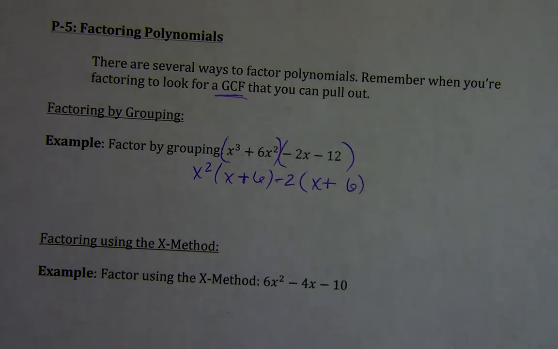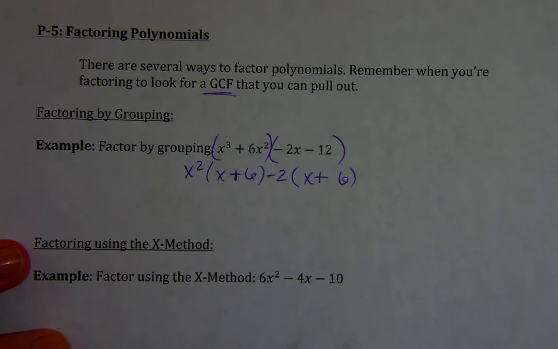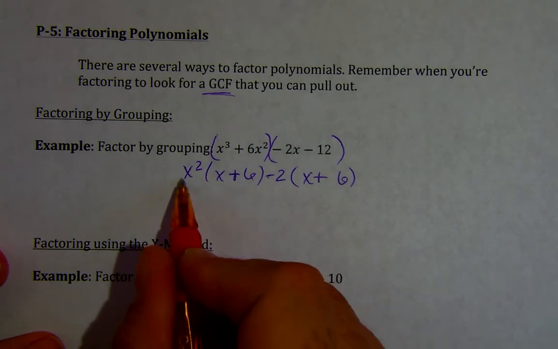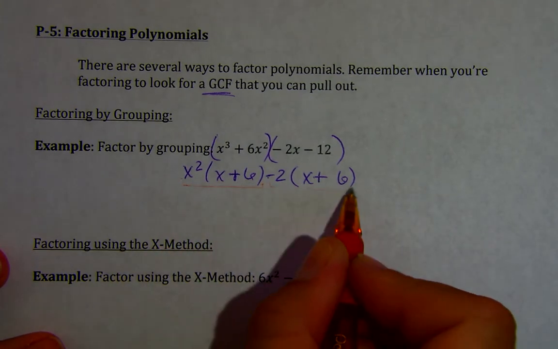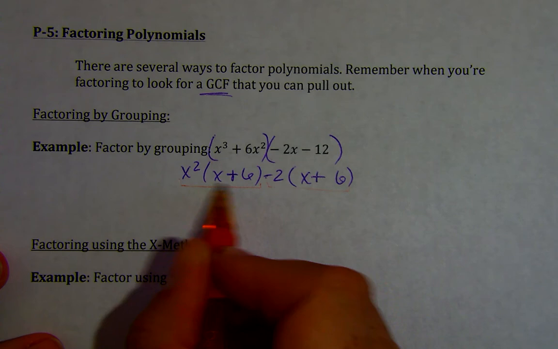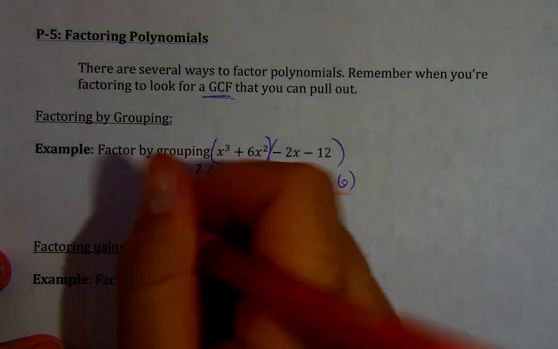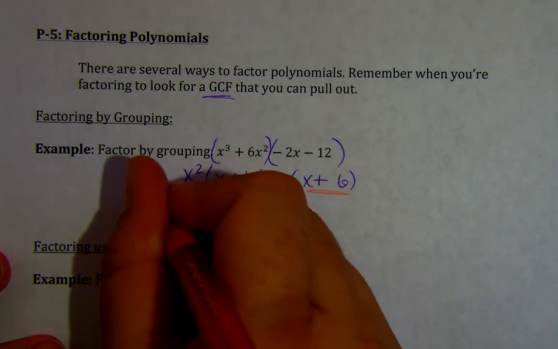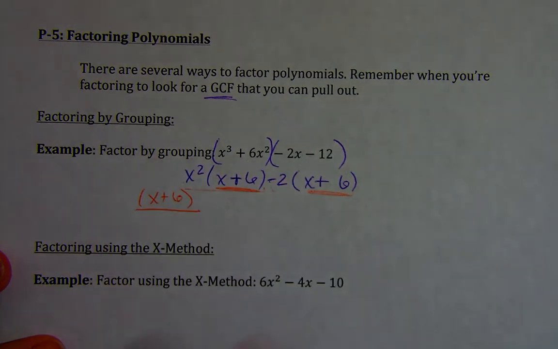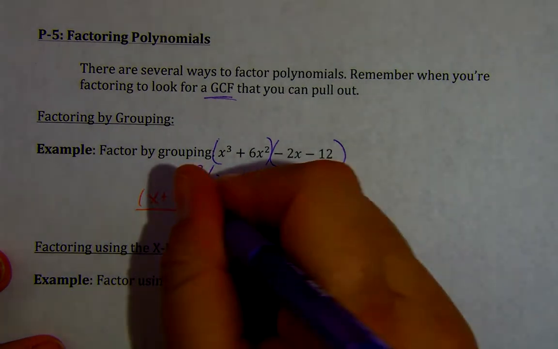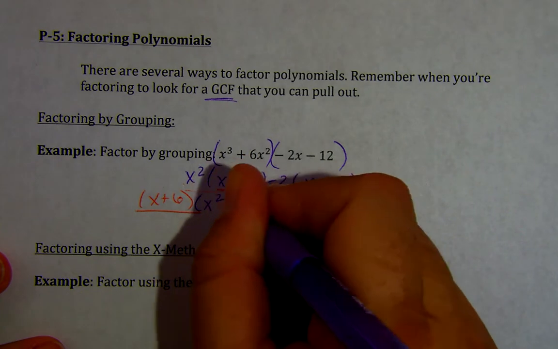Now this is the part that's kind of hard to see, but notice here that we have a common factor in this term and this term. That common factor is x plus 6. So let's go ahead and pull that x plus 6 out front. And what's left is x squared minus 2.